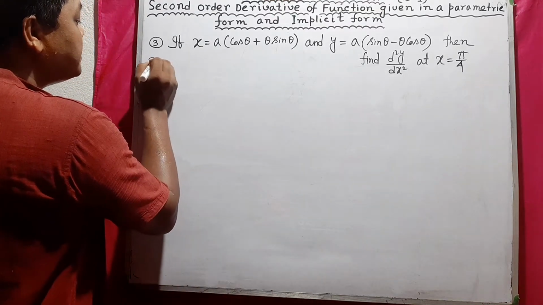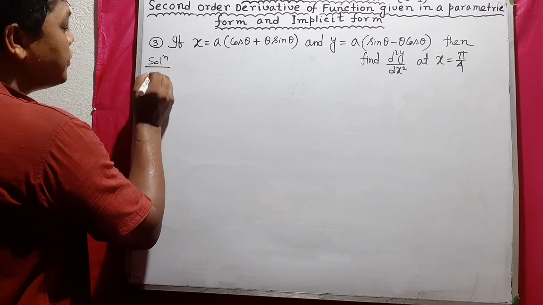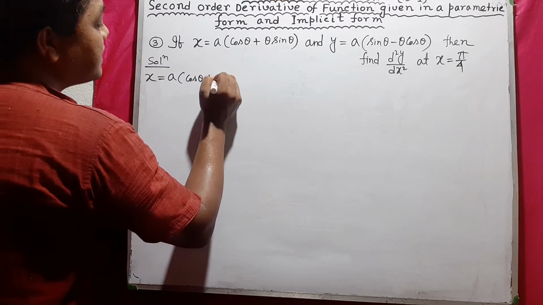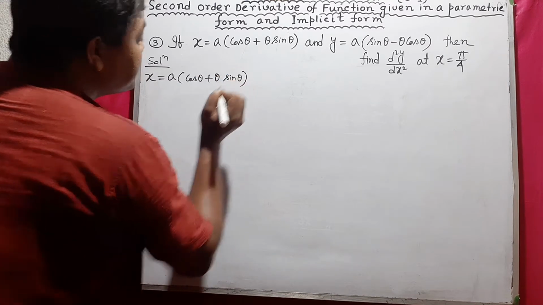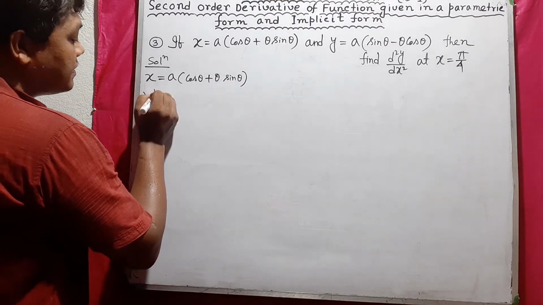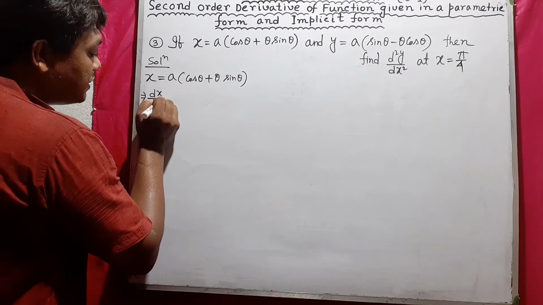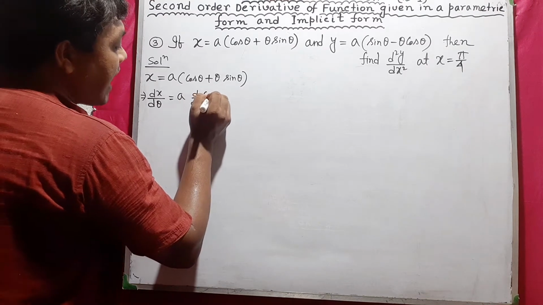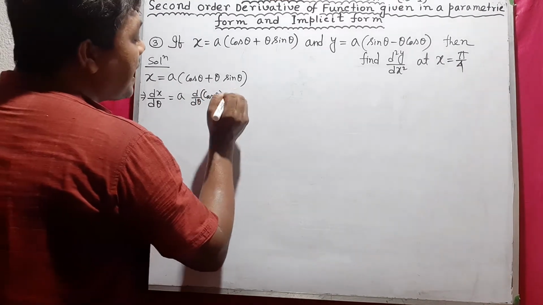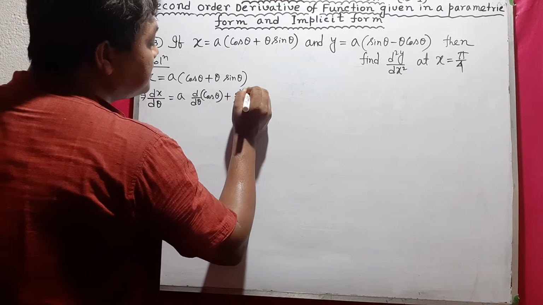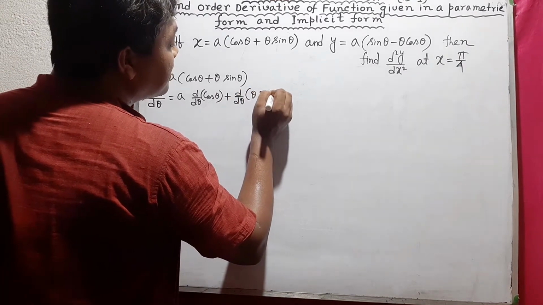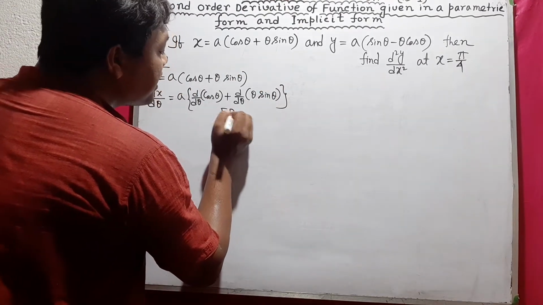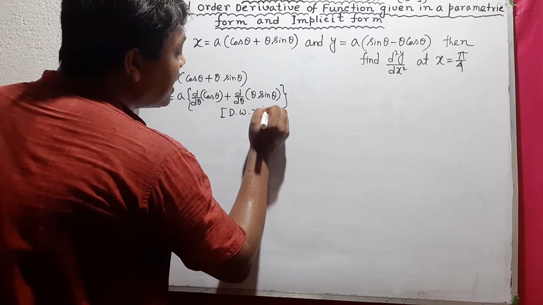So first, x is given to you: x equals a into (cosine theta plus theta sine theta). Now we differentiate x with respect to theta. So that is d/d theta of cosine theta plus d/d theta of theta into sine theta. Differentiate with respect to theta on both sides.